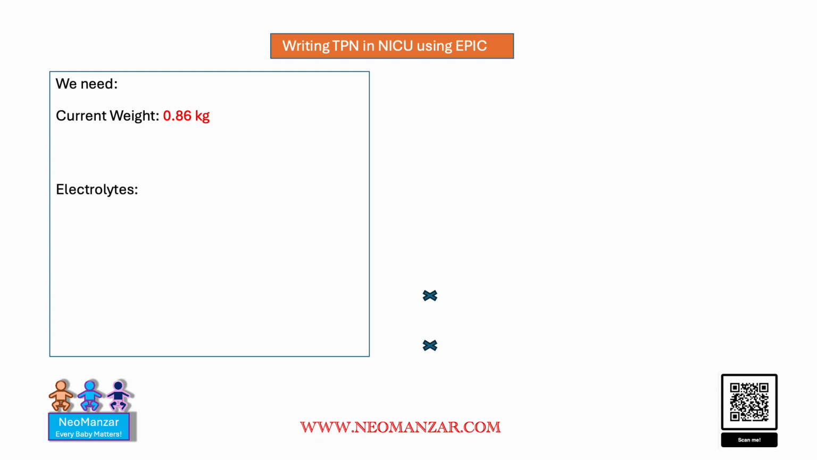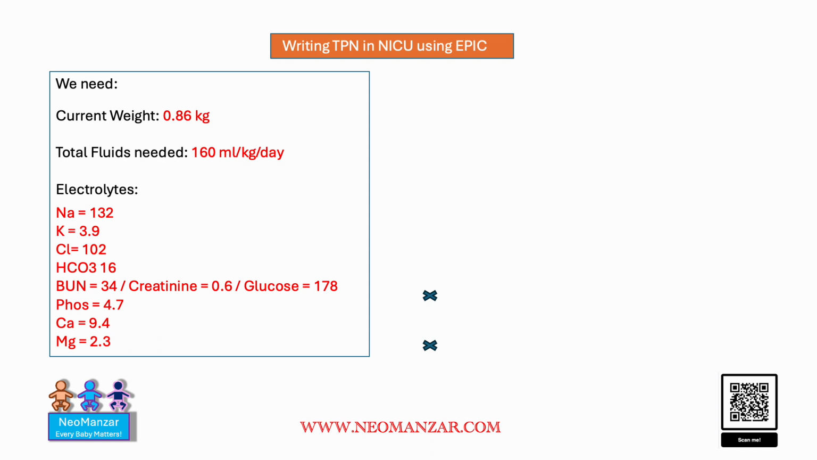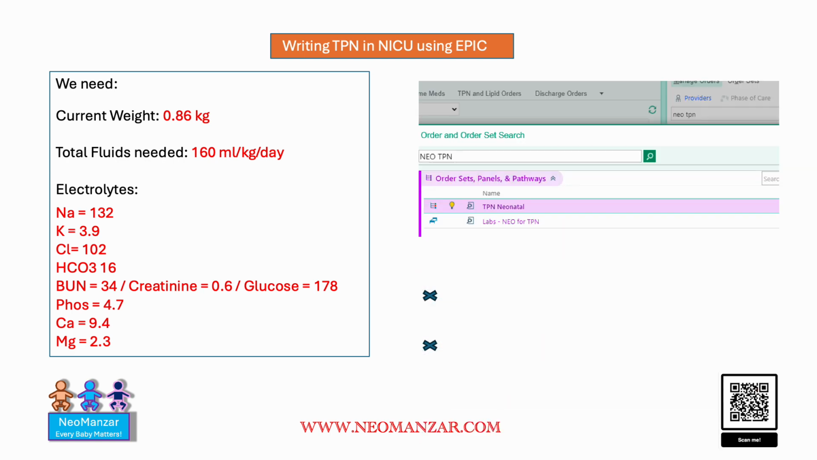So what we basically need before we write TPN. We need the weight of the baby, in this case 0.86 kilo. We need how much fluid we want to give, so we know it's 160 ml per kg per day. And of course, all the electrolytes we need. And you can type it somewhere, write it somewhere, or you can directly look in the Epic EHR, whatever is feasible to you.